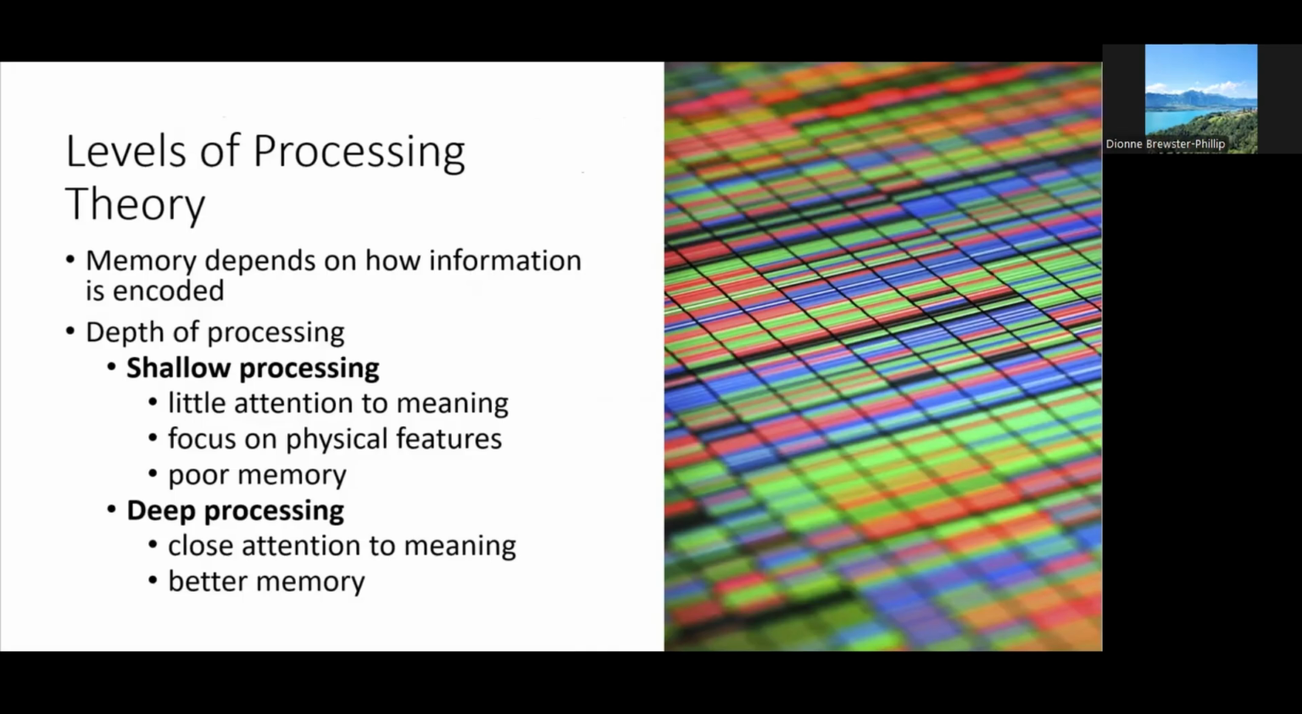Now, in contrast to shallow processing, there's deep processing, and this involves close attention, focusing on an item's meaning and relating it to something else. So deep processing, just as we talked about elaborative rehearsal, yields better memory retention than shallow processing, right? Because we're creating associations between prior knowledge and the current information, and it usually leads to better memory.